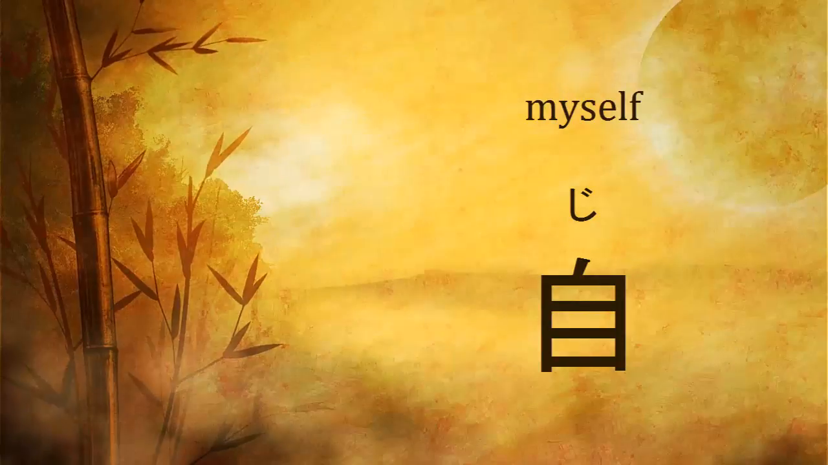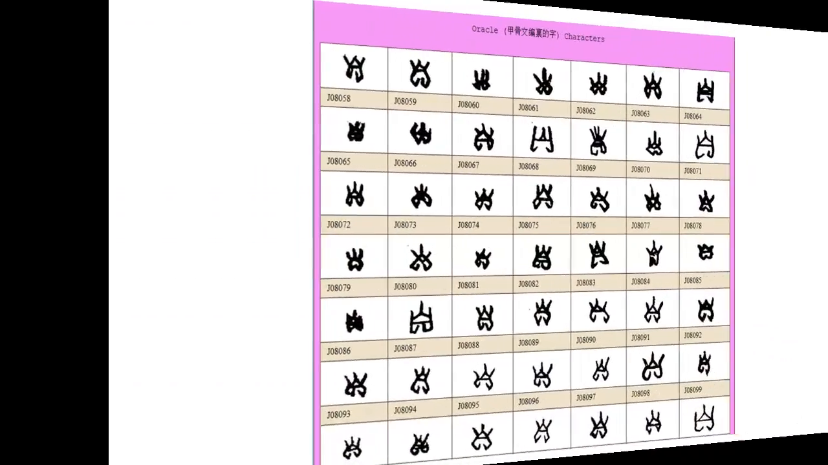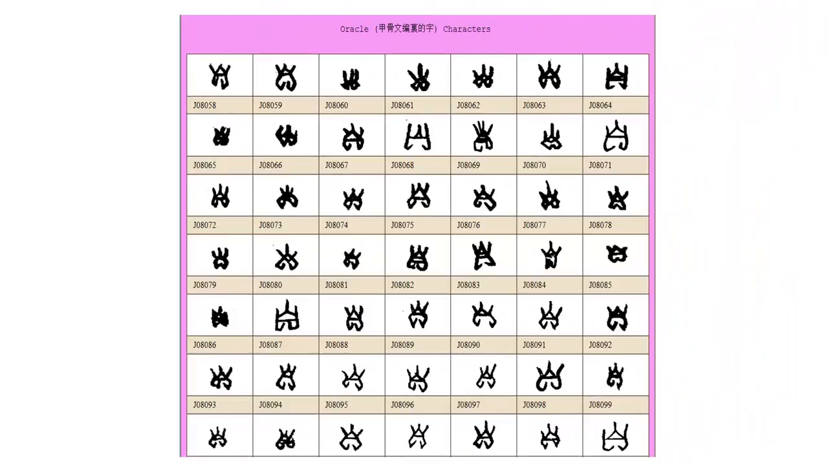Looking at the kanji, which has a core meaning of myself. In the context that we're going to be using it in, it will be pronounced ji, and it's basically a primitive picture of a nose. Let's have a look. These are the earliest characters. They're oracle characters between 3,000 and 4,000 years old, and you can see there that's a picture of a nose basically. Let's have a look at the more modern versions.